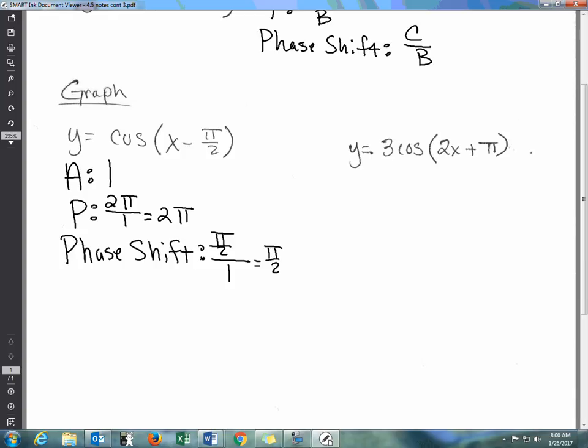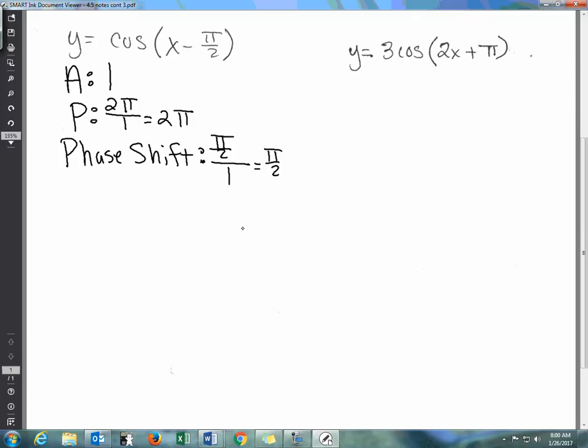Okay, so before we can graph, we need our 5 points. So just like for sine and the cosine wave in my last videos, the 5 basic points that you use are 0, pi over 2, pi, 3 pi over 2, and 2 pi.